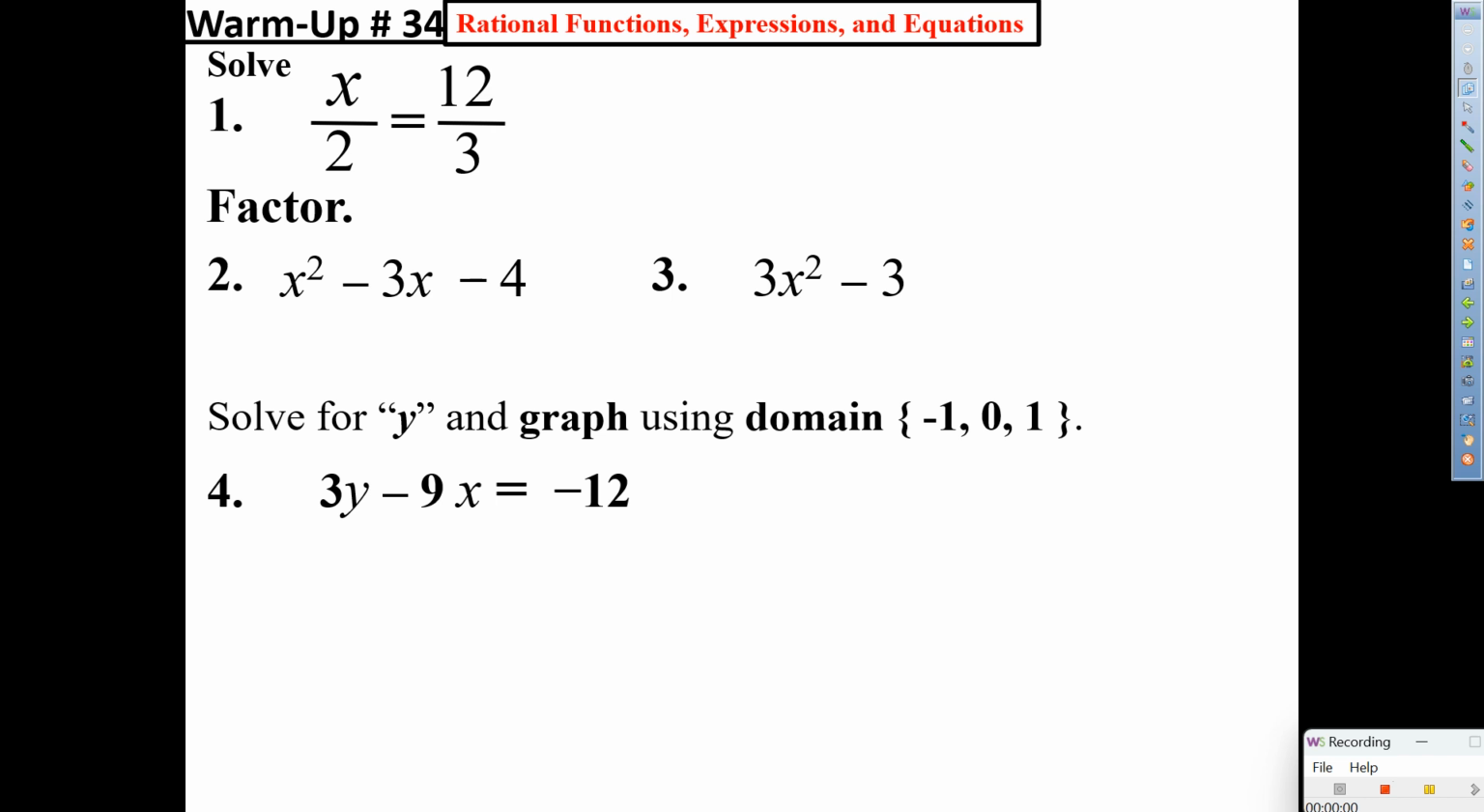Warm-up number 34 is on the screen. Let's get started, please. Notice I took away a couple of things and I left some others there, and I'm bringing back something that we already covered. Hopefully you can remember from there. And I'm just adding for number 4 the graphing portion. I've been adding little things bit by bit, just to bring it back. Give you some time for that. Copy and go.